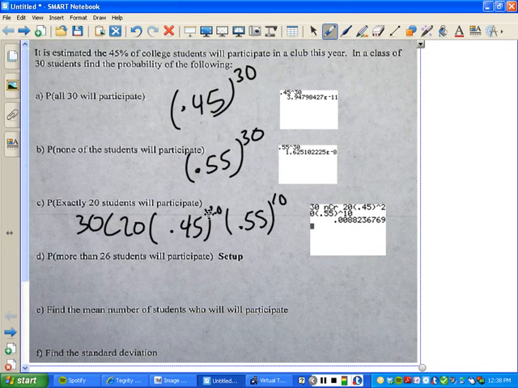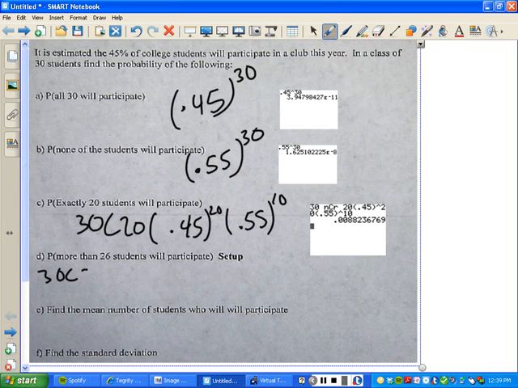Now, more than 26. More than 26 means 27, 28, 29, or 30. That's what more than 26 means. Somebody in a different class one time said, no, more than 26 means 27. No, you could be more than 26 and be 28. Okay? So you got to do 27, 28, 29, and 30. So what's that going to look like?